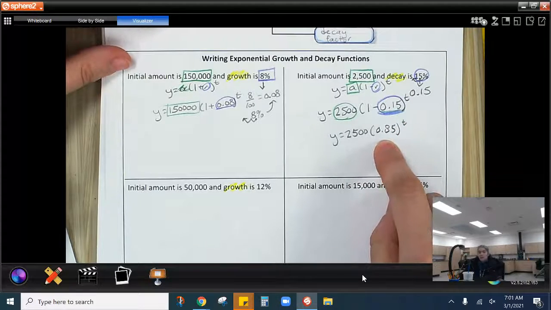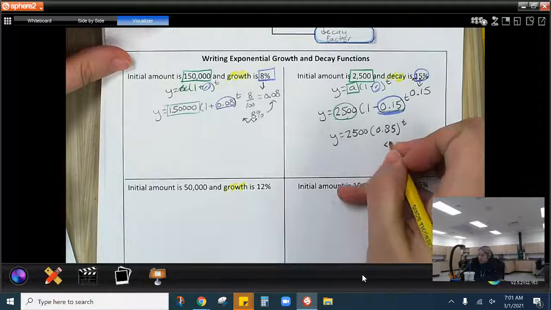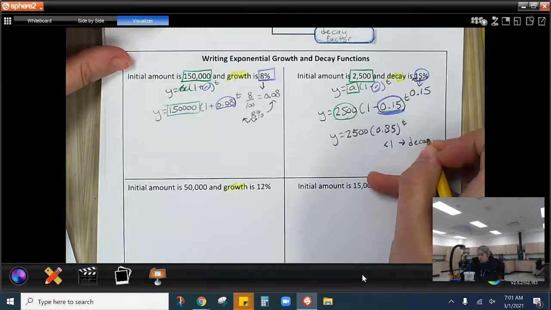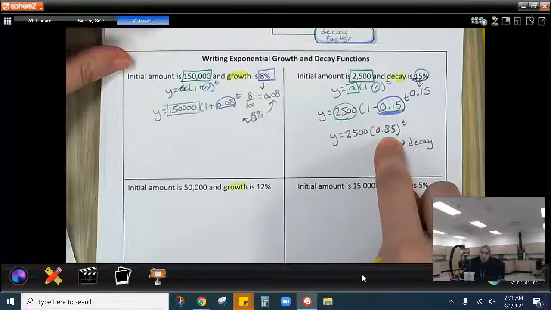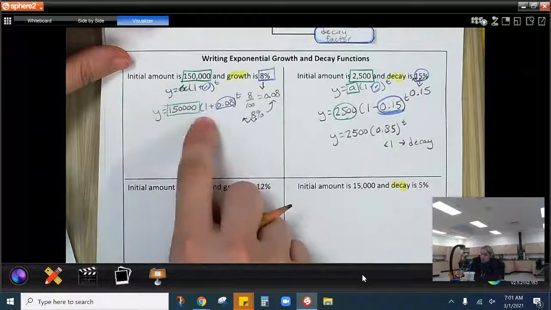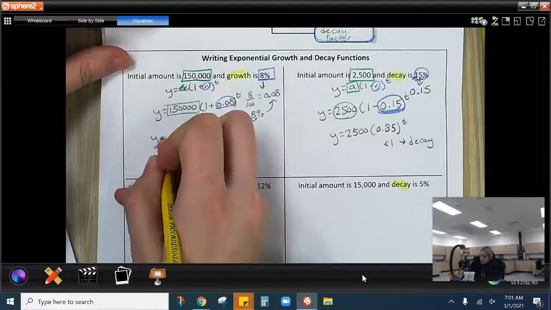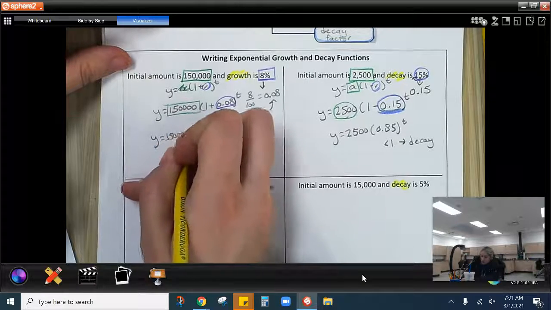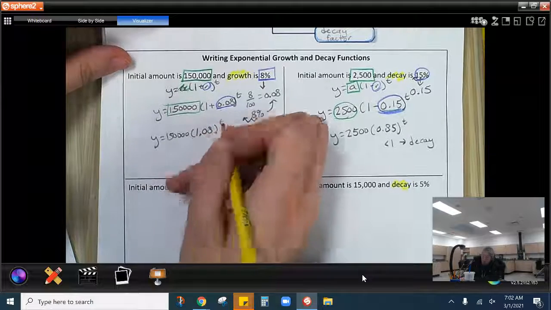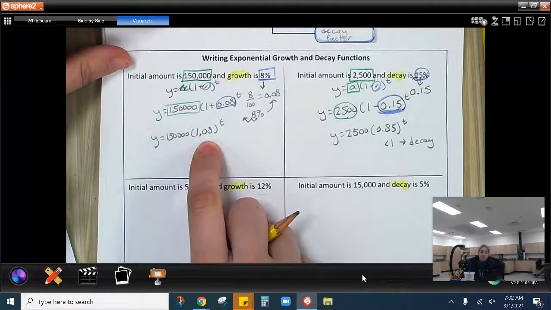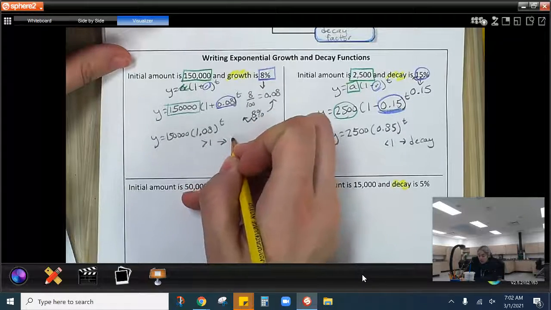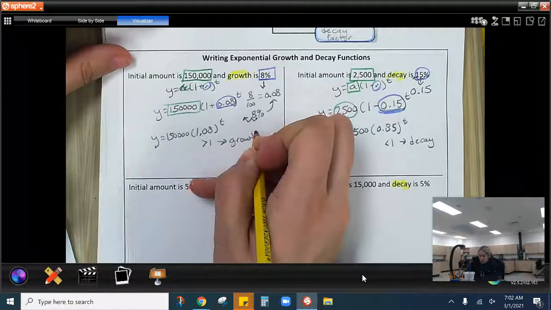Why that matters is you can see that this is less than 1. That means it must be a decay function. All right, so if your B value, so to speak, is less than 1, it's going to be a decay. And if I simplify this down, we can see that this would be 150,000 times 1.08 to the T. Now that might not seem like very much, but because it is greater than 1, this is going to be a growth function.